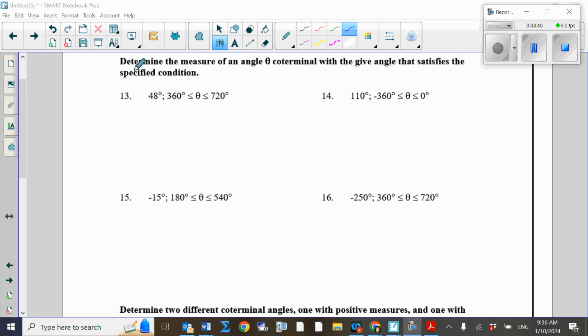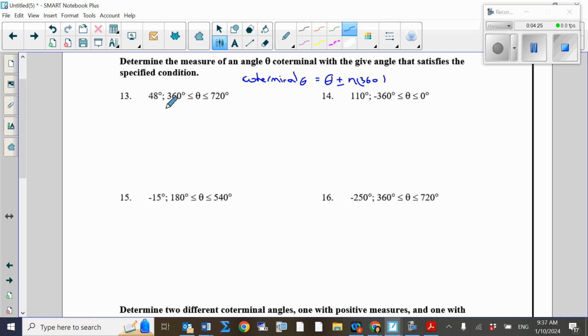Next question is asking us to find the coterminal for the given angle, but the coterminal has to be in this limit between 360 and 720, or between negative 360 and 0. So we have a condition here. First of all, we know in order to find the coterminal angle, we need to use this formula. So the coterminal of theta is basically theta plus and minus multiples of 360.